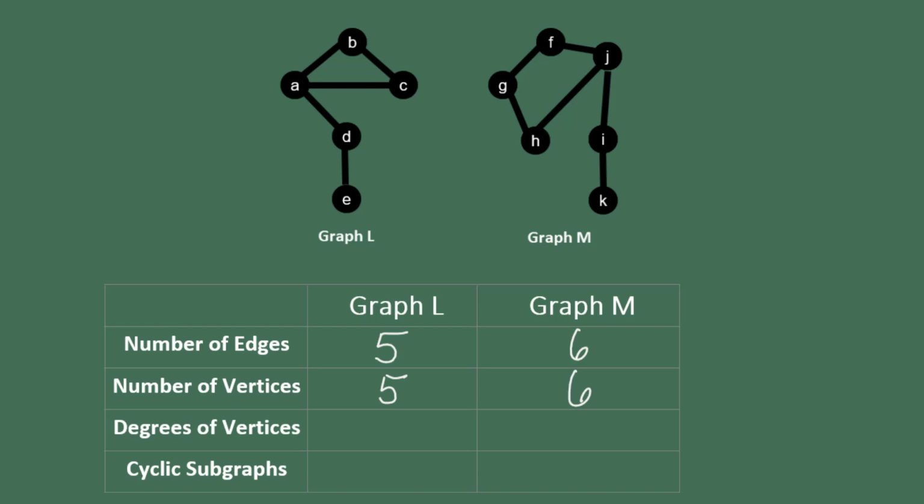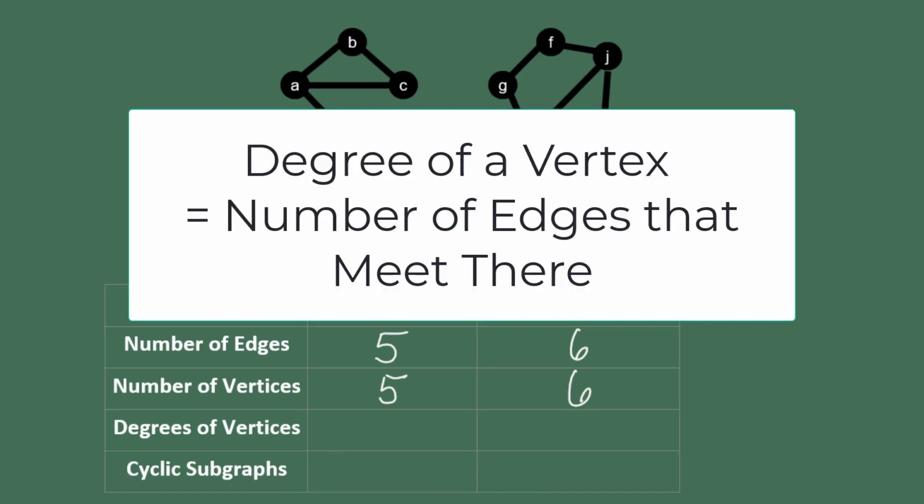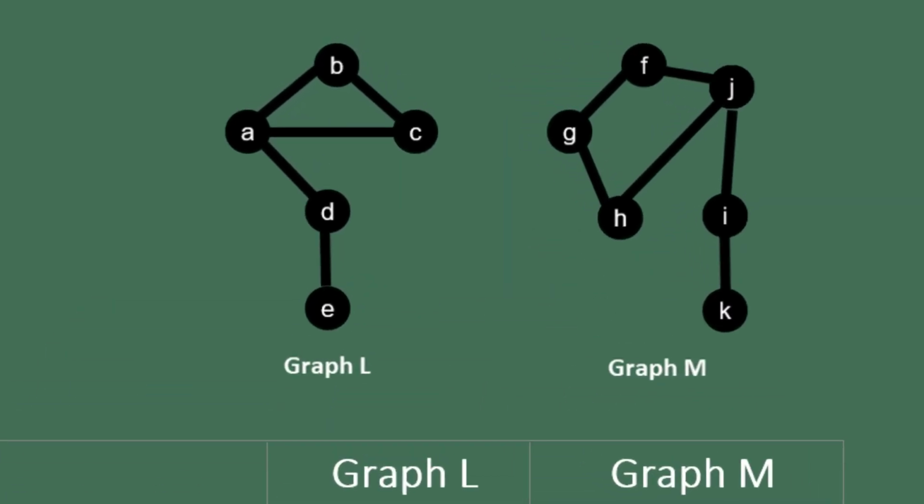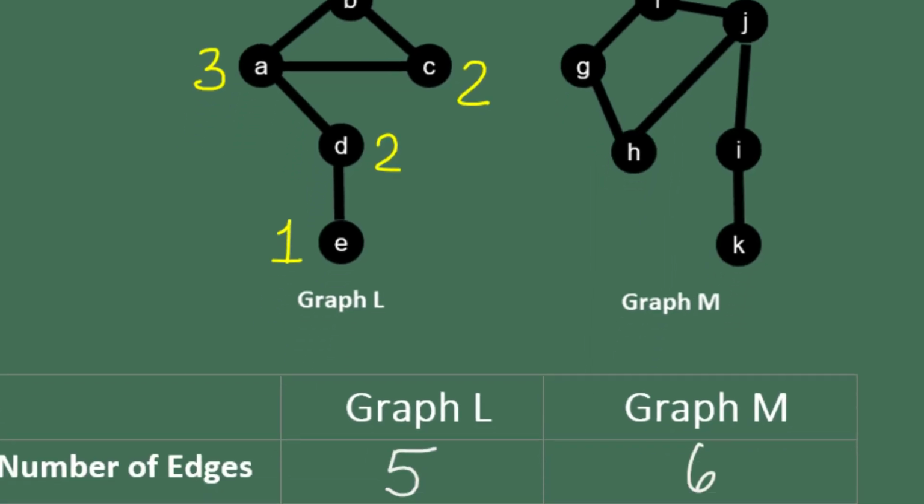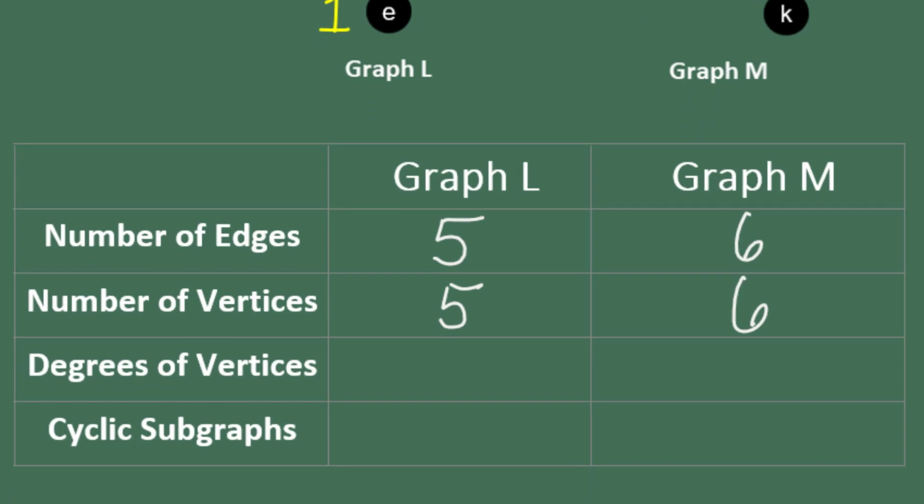Now let's compare the degrees of the vertices. Remember, the degree of a vertex is the number of edges that meet at that vertex. So in graph L, we have vertex A, which has 3 edges connected to it, so it has degree 3. Vertex B has degree 2, C has degree 2, D has degree 2, and E has degree 1. So graph L has vertices of degrees 3, 2, 2, 2, and 1.